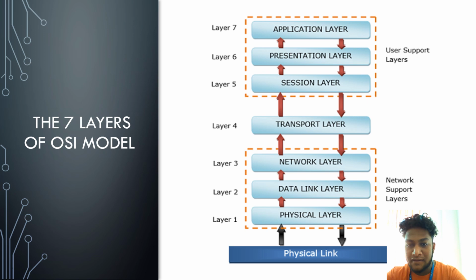Transport layer, network layer, data link layer, physical layer are the network support layers. Application layer, presentation layer, session layer are the user support layers.